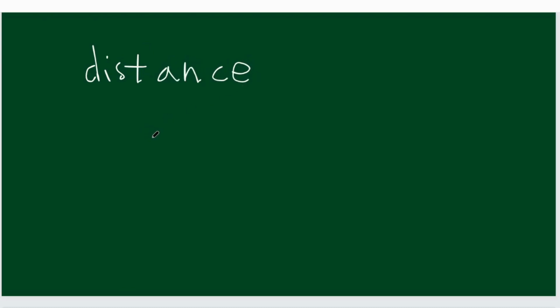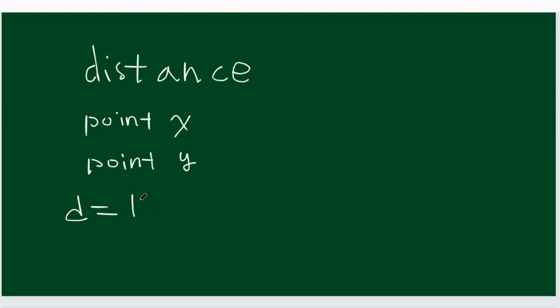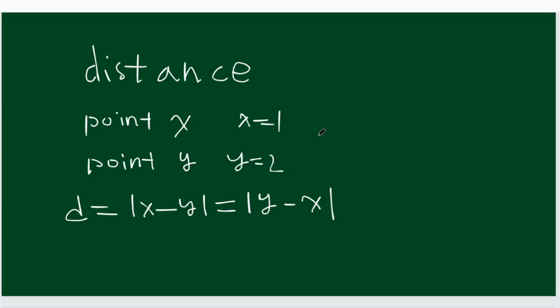Well, the distance between two points is, first we have, for example, point x, and then we also have point y. So, the distance between point x and point y is equal to the absolute value of x minus y. And since in absolute value the order doesn't matter, this is also equal to y minus x. So, for example, if x is equal to 1 and y is equal to 2, well then the distance is equal to the absolute value of x, which is 1, minus y, which is 2. And this should give us 1.